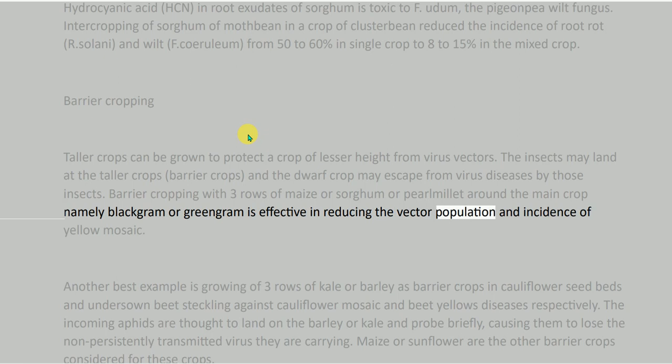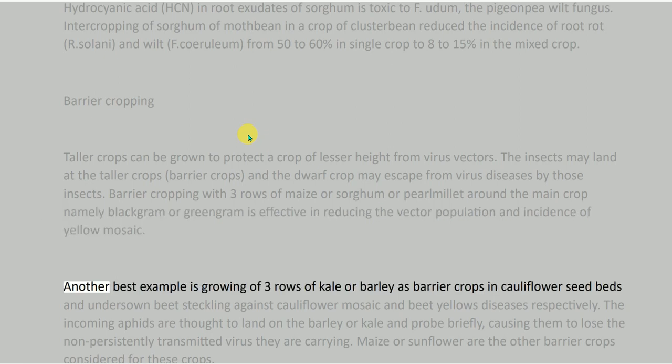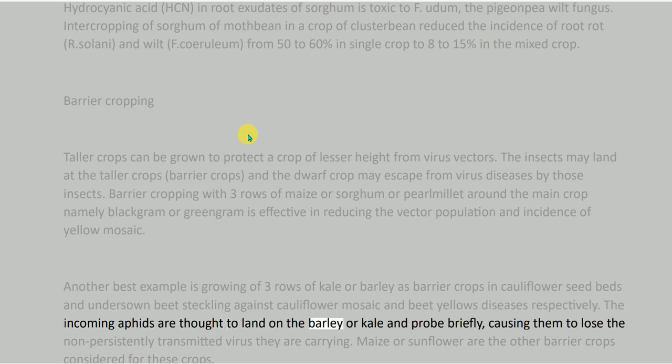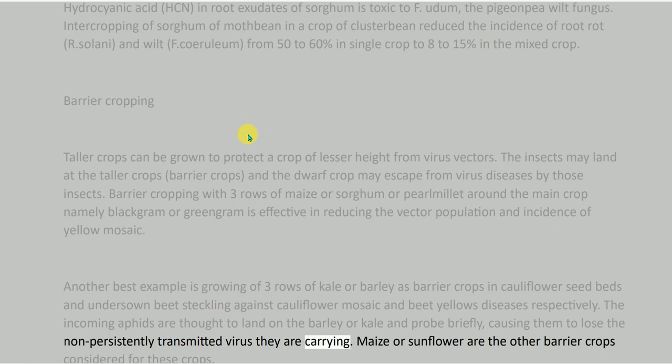Another best example is growing 3 rows of kale or barley as barrier crops in cauliflower seed beds and undersown beets, tackling cauliflower mosaic and beet yellows diseases respectively. The incoming aphids are thought to land on the barley or kale and probe briefly, causing them to lose the non-persistently transmitted virus they are carrying. Maize or sunflower are the other barrier crops considered for these crops.